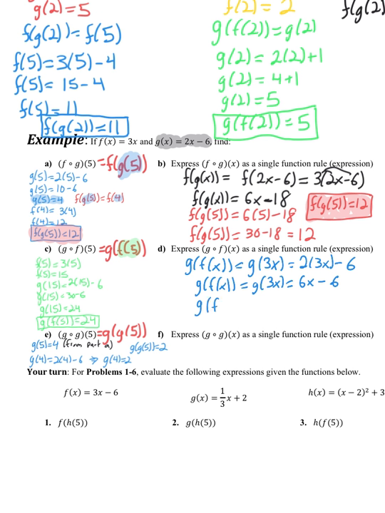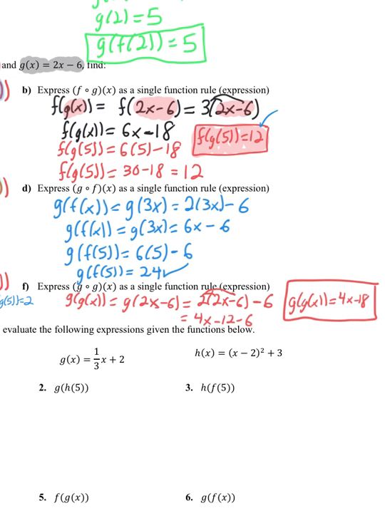And then if I just tested it, g of f of 5, I should get the same answer of 24. And sure enough, I do. g of f of 5 is 30 minus 6. That's 24. So it checks out. Okay, that's part D. Now I want you guys to try part F. Do g of g of x. See if you can come up with a general equation for g of g of x. So take a minute and do that. So that's how you'd end up with the result for part F.